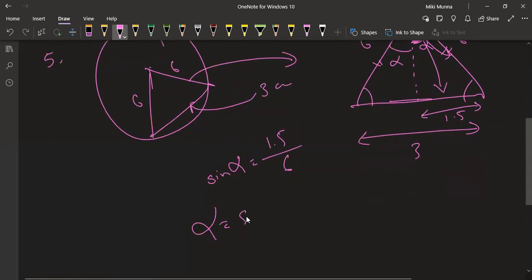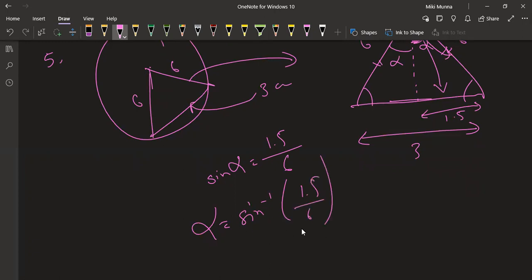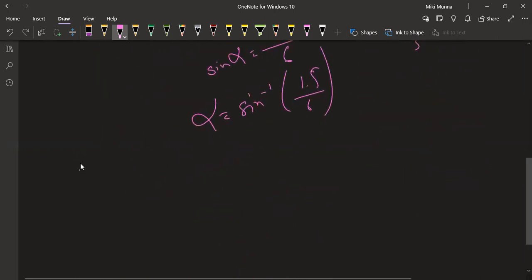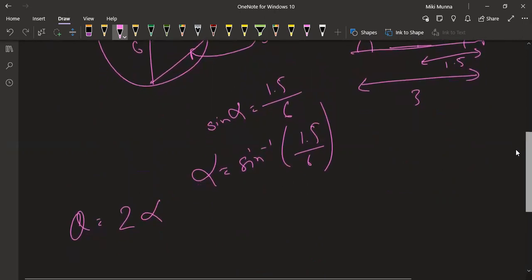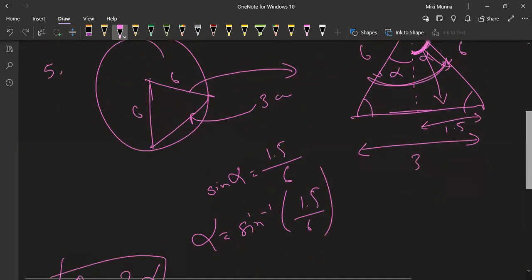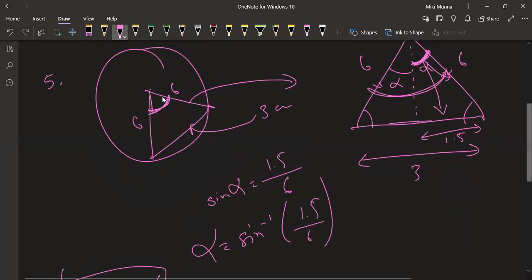So alpha equals sine inverse of 1.5 over 6. If you find the value, you will get the alpha value. Now, alpha is the half of the angle. We need the entire angle, which is theta. So theta is what? Twice sine alpha? No, because alpha was initially half of this angle, not twice sine alpha. Theta is twice alpha. The full angle should be twice alpha.